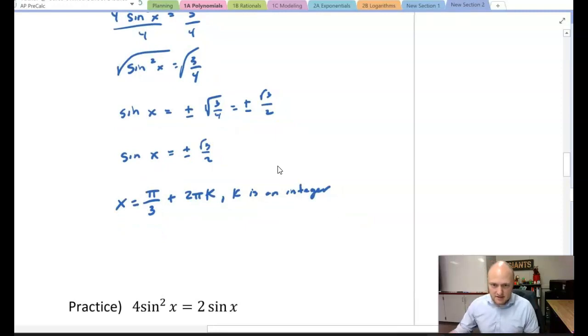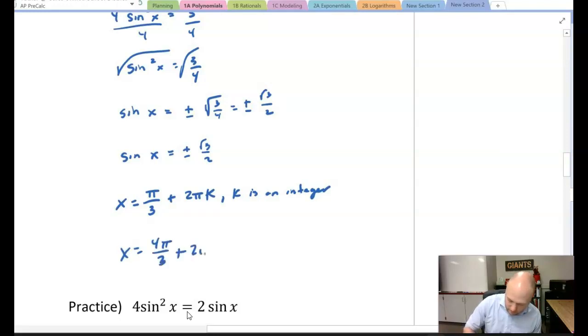As well as we have our negative angle, which is going to occur at 4 pi over 3 plus 2 pi k, where k is an integer.